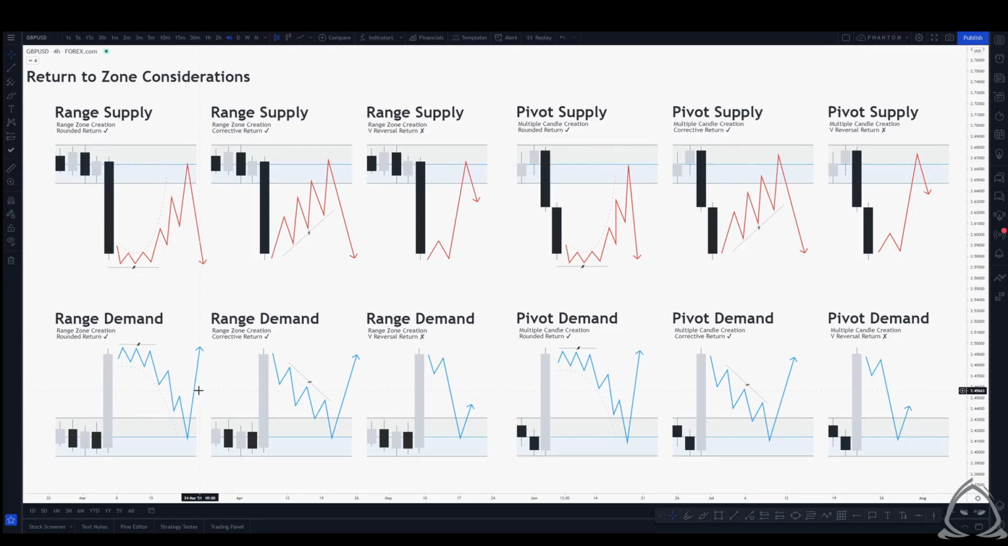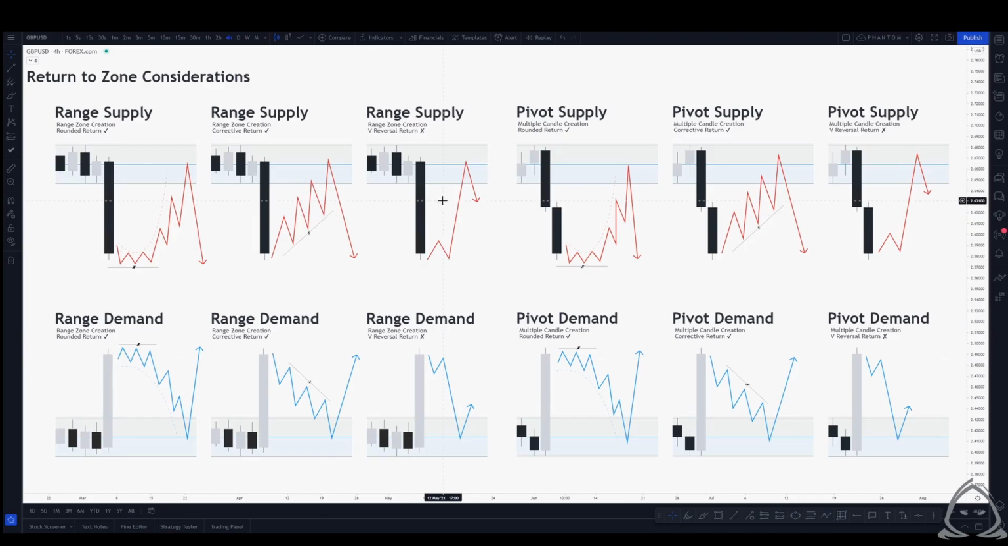The same thing can be said about demand. There was a rapid injection of demand into the market that pushed price higher, and price is now rebalancing the mix between supply and demand, slowly rounding back into the demand zone, and we would be looking for entry. There is a very high probability that the zone will hold, and this is a really great way to measure your return back into a supply or demand zone, looking for that rounded return.